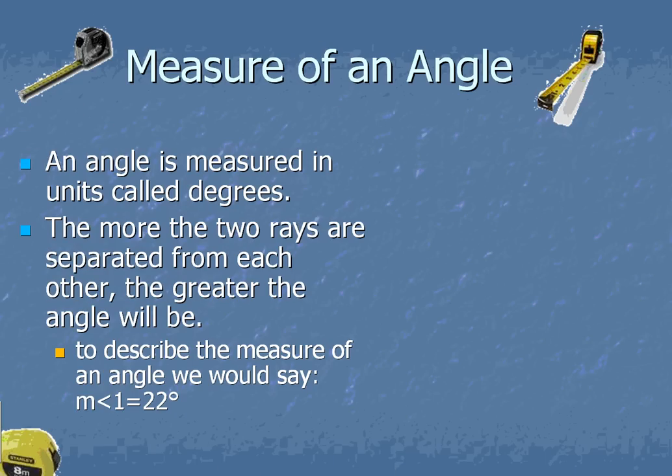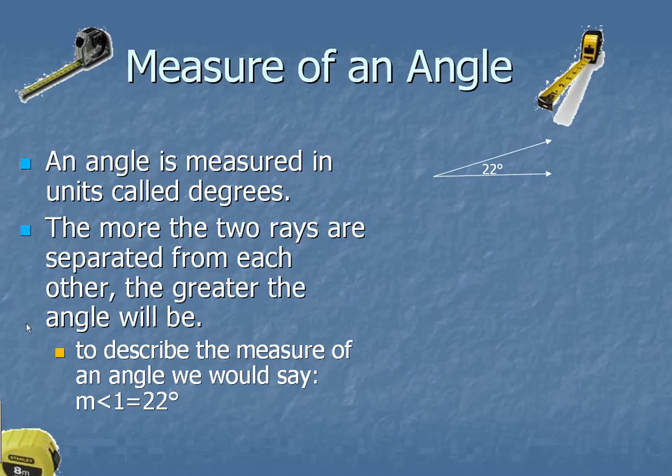All right, measuring an angle. An angle is measured in degrees, and we say that the more they're separated from each other, the greater the angle will be. To say the measure of an angle, we use a little m to signify measure. So if we look at this here, it says the measure of angle 1 is 22 degrees. That's right here. We call this one angle 1.